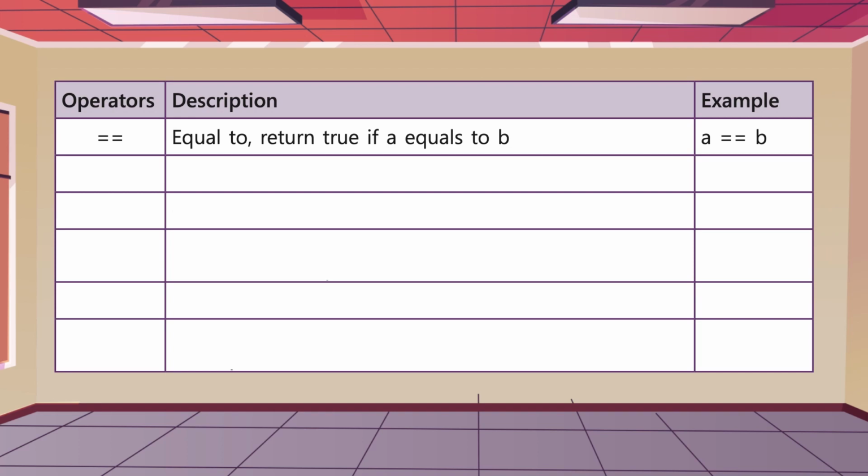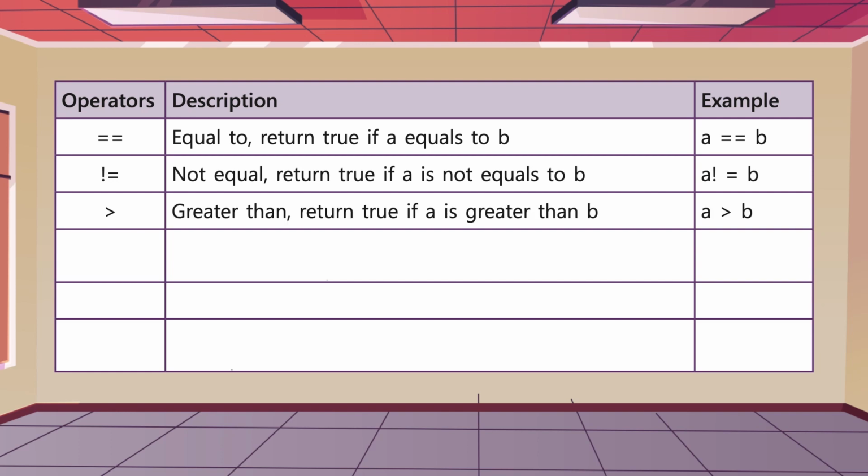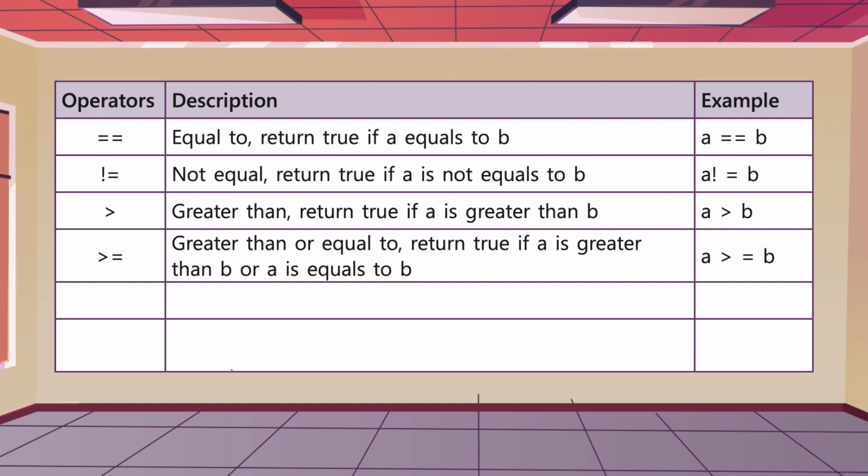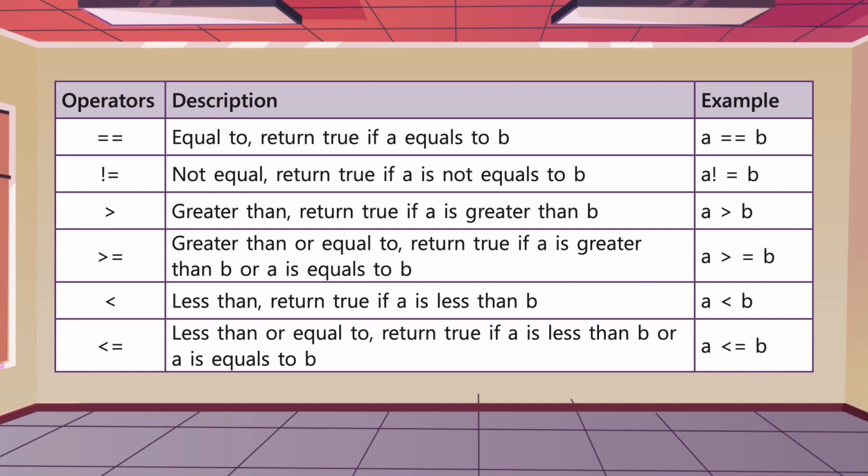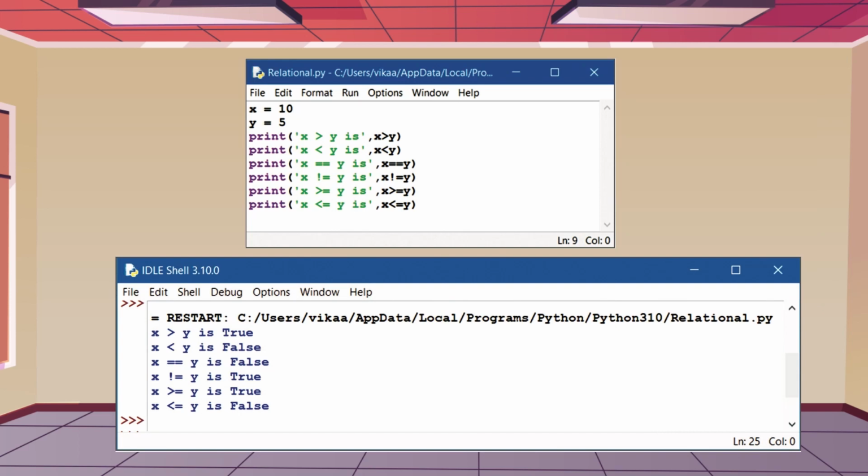This operator is for equal to and returns true if A equals B. This is for not equal to and returns true if A is not equal to B. This operator is for greater than and returns true if A is greater than B. This is for greater than or equal to and returns true if A is greater than B or A is equal to B. And this operator is for less than and returns true if A is less than B. Lastly, this operator is for less than or equal to and returns true if A is less than B or A is equal to B. Here is an example and its output.